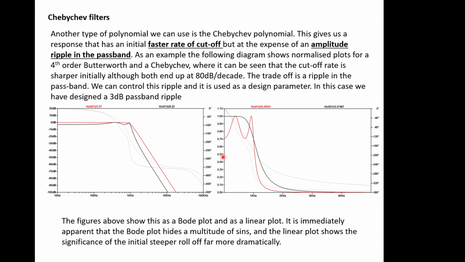So this is a good example, I think, of just being aware of the differences between bode plots, which are good for analysis, and linear plots, which maybe just give you a bit more of an insight into what it really looks like in the real world. Right. So it is immediately apparent that the bode plot hides a multitude of sins. Just be aware that both ways of displaying the response can give you insights into different aspects of what you're interested in.